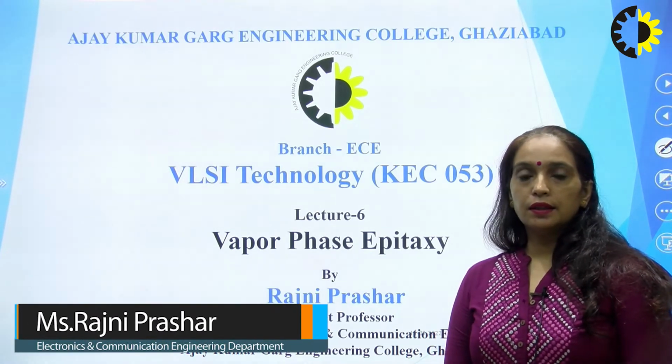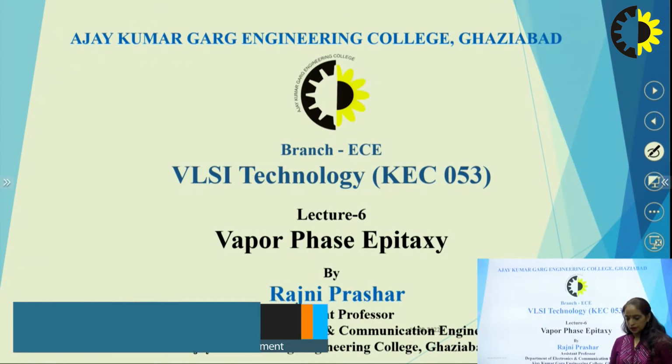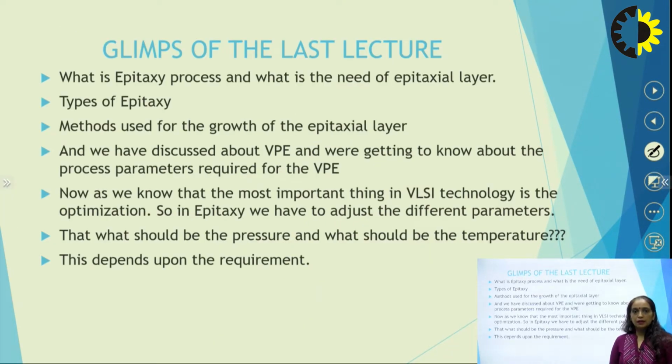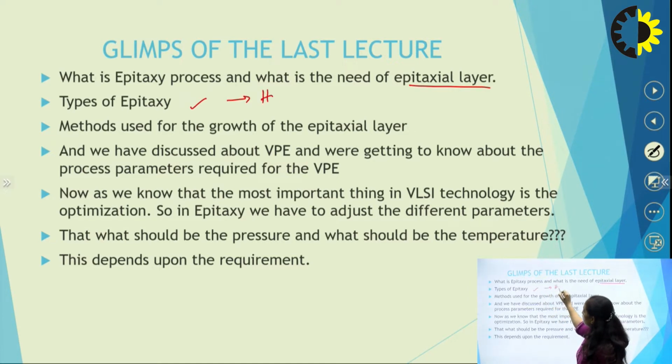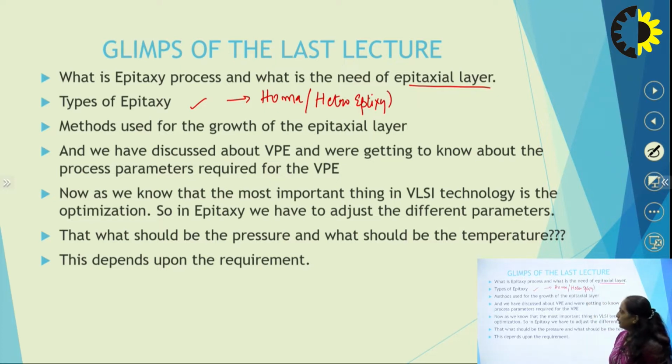This is lecture 6 and we were discussing vapor phase epitaxy. Let us see a glimpse of the last lecture. We discussed what the epitaxial process is and what the need of the epitaxial layer is. How many types of epitaxy are there? That is homoepitaxy and heteroepitaxy. What are the methods used to grow the epitaxial layer? We can classify them as liquid phase epitaxy, vapor phase epitaxy and molecular beam epitaxy.